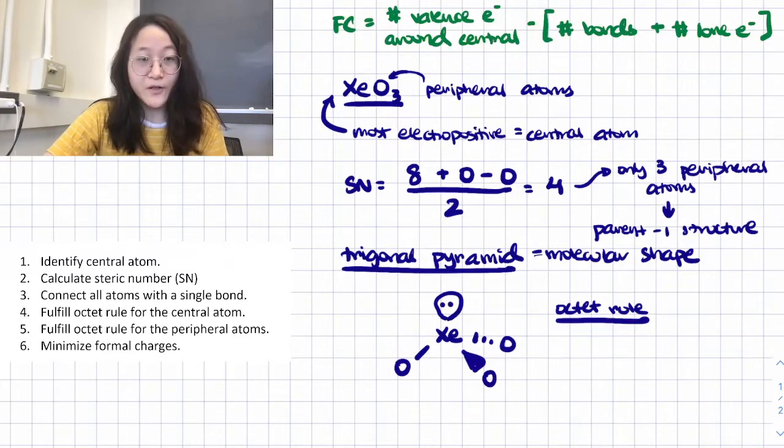So now that we've fulfilled our octet rule for the central atom and given it 8 electrons, we need to fulfill the octet rule for our peripheral atoms. So our peripheral atoms, oxygen, currently have 2 electrons each because they have that one single bond. And so that means we need to add 3 lone electron pairs to each oxygen.